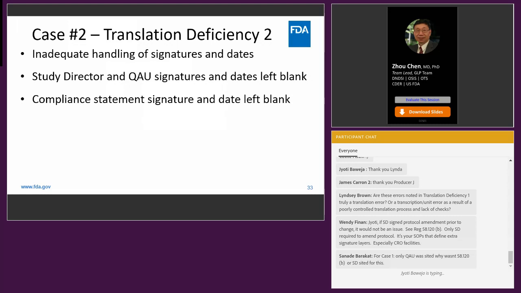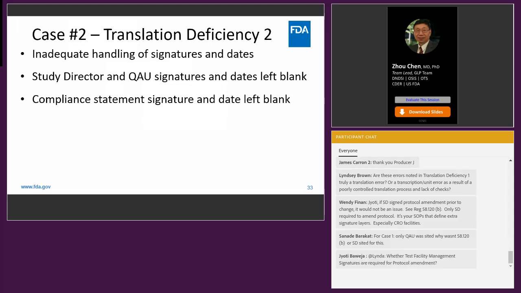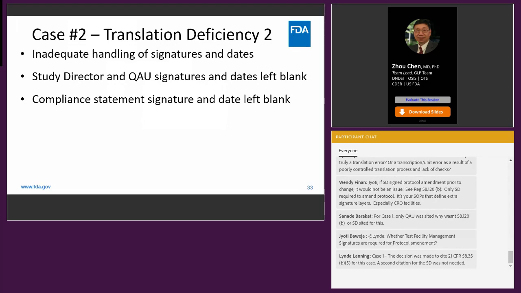Translation deficiency 2. Inadequate handling of signatures and dates. Study director and QAU signatures and dates left blank. Compliance statement, signature and date left blank. This case is from a CDER IND submission. In the original study report, the approval page was signed and dated by the study director on February 22nd, 2017. But in the translated approval page, all names and the date blocks were blank. The same thing happened to the compliance statement and the QA statement. The original language version was signed and dated, but the signature and the date blocks in the translated study report are blank.